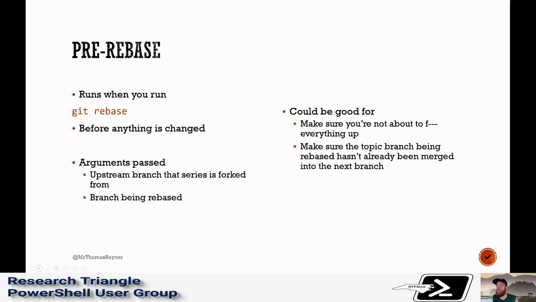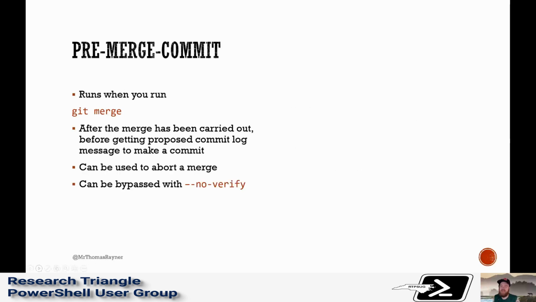Pre-merge commit. This runs when you run git merge. So if you're going to do a merge locally to merge one branch to another, this will run as the merge is being carried out, but before the commit is actually being put into that log. And so you can use this to abort a merge. So there's a whole bunch of different things you would want to do. This works a whole lot like the pre-commit hook, right? Because this runs before that commit actually gets created.